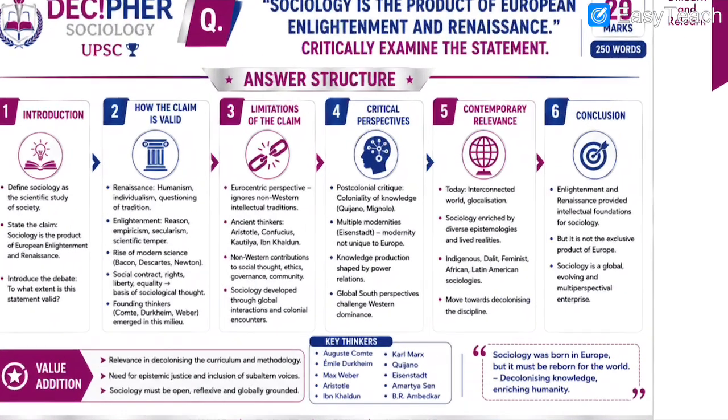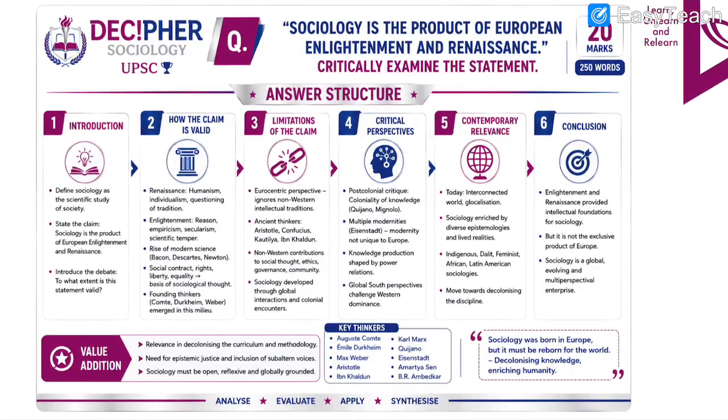The second question says that sociology is the product of European Enlightenment and Renaissance. So, this is of 20 marks, 3 pages you are going to get. So, 250 words you have to write.